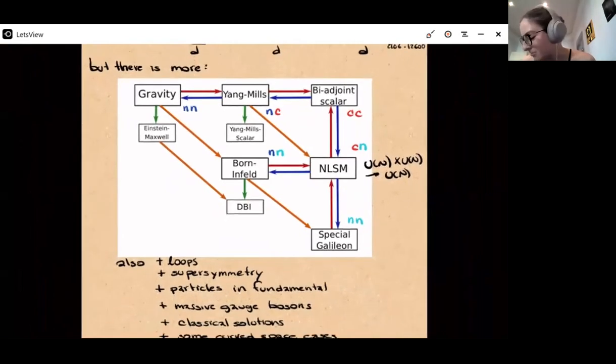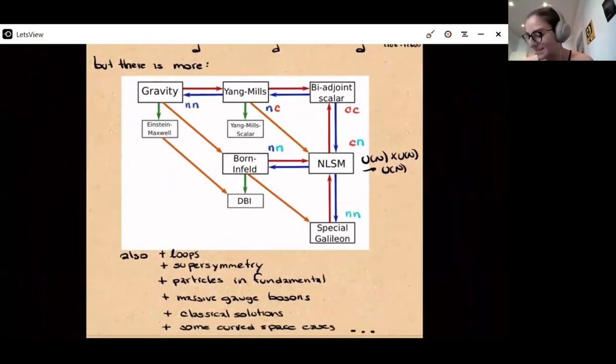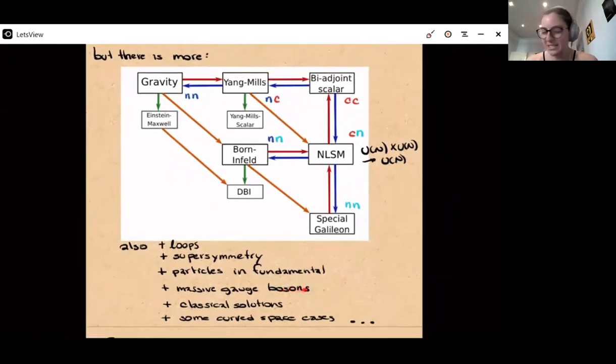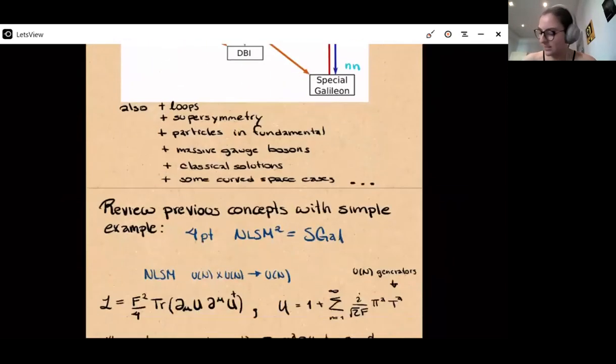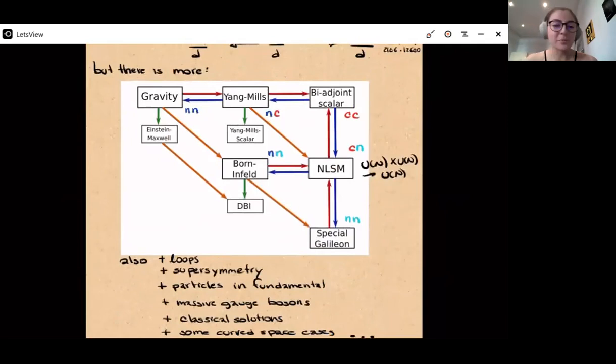And just let me mention, you can also do this for loops, as I said, adding supersymmetry, for particles including in the fundamental representation, because so far I just talked about the adjoint. For massive gauge bosons, it's tricky and it's ongoing research. And more interestingly, you can also do classical solutions and curved spacetimes. So next lecture, we're going to go to these cases and maybe a short review of what we did here. Let me just not do the review, but maybe I need to answer Carlos' questions because I didn't reach that part. So let me just finish here.